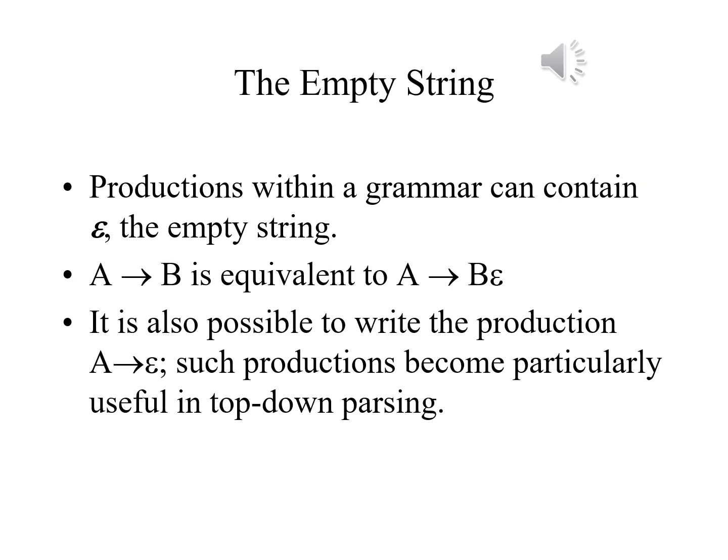Sometimes nothing can really be something very important. In writing numbers, we know how important 0 can be, despite the fact that it really means nothing. In productions within a grammar, we can have the lowercase Greek letter epsilon indicating the empty string. A derives B would be equivalent to writing A derives B epsilon. It is also possible to write the production A derives epsilon. Productions like this become particularly useful when we are preparing to do top-down parsing.